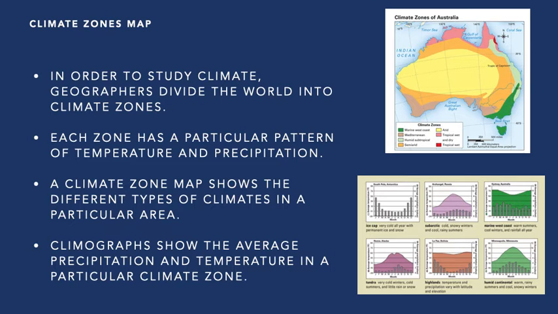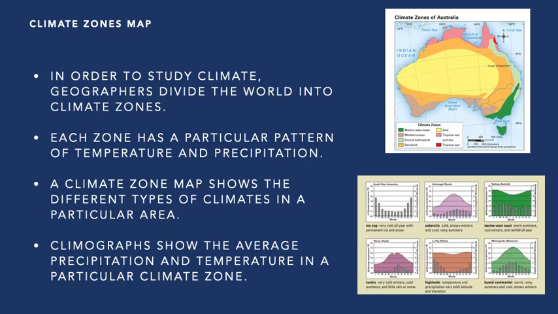In order to study climate, geographers divide the world into climate zones. They also divide certain continents, certain countries, into different climate zones as well. Each climate zone has a particular pattern of temperature and precipitation. A climate zone map will show the different types of climates in a particular region.